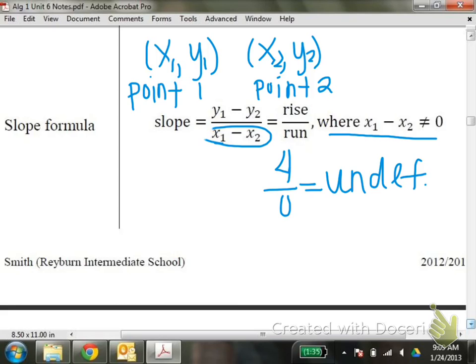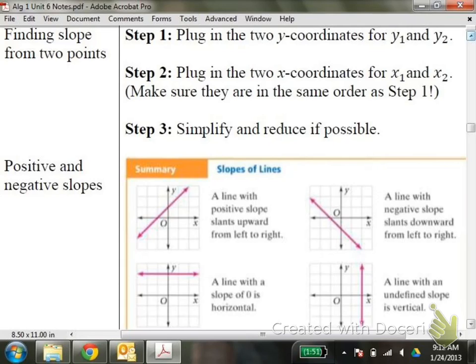Something else that I want you all to notice is in the numerator, which point do I use first? Point 1 or point 2? Point 1. In the denominator, which point do I use first? Point 1. You have to use point 1 first each time in the numerator and the denominator in order to get the right answer. So is it always going to be y over x? Yes, y's are always over x. Now that you have the formula, how do I use the formula? First step, you are going to plug in the two y coordinates for y1 and y2. So y's are always on top.